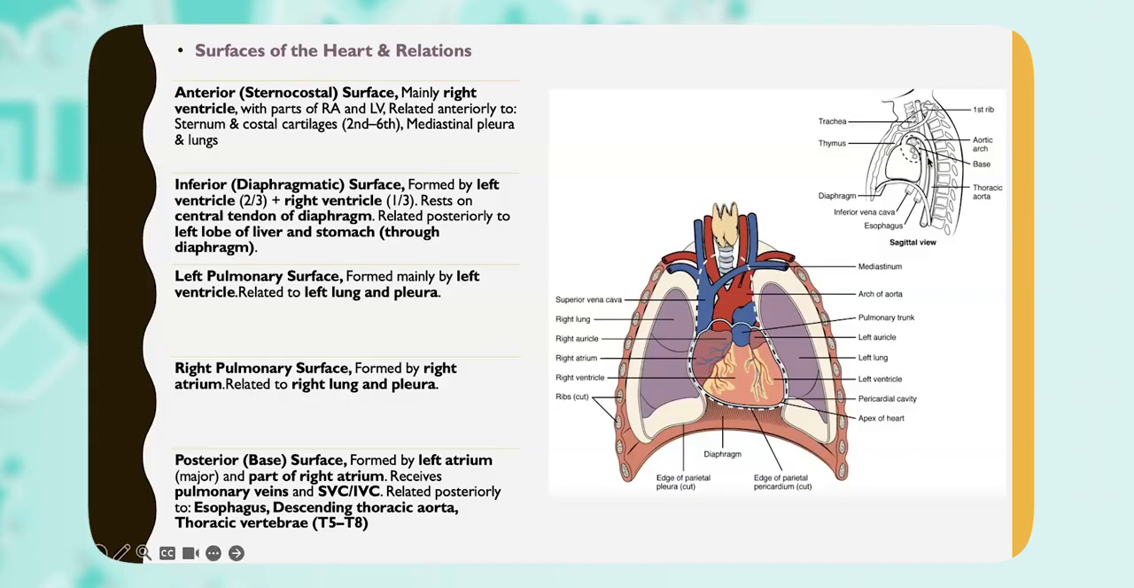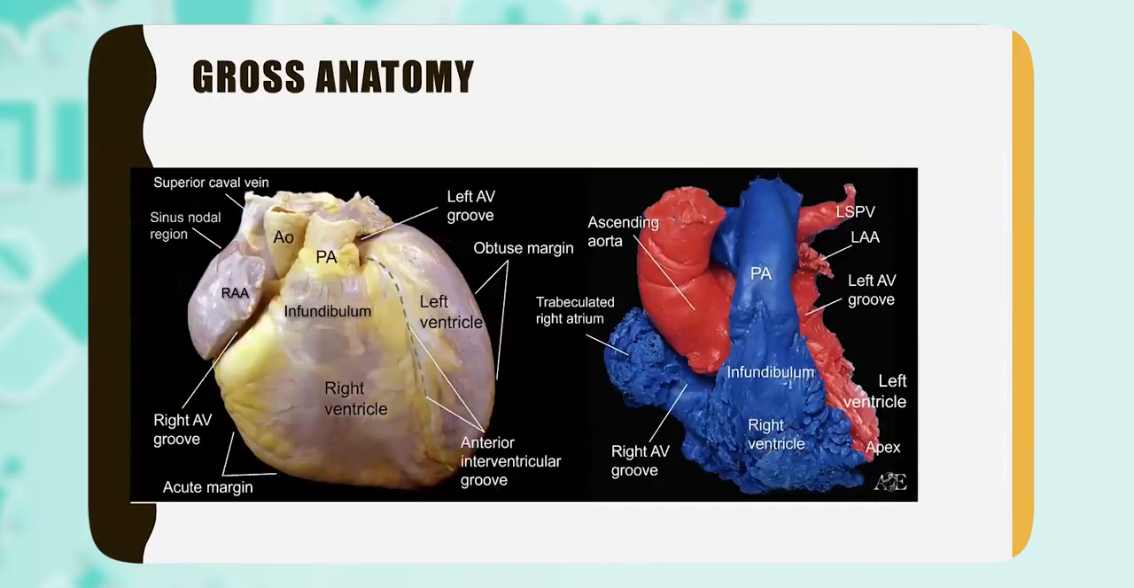Here we can see in this diagram it is related to the esophagus, the descending thoracic aorta, and the thoracic vertebrae from T5 to T8. So all these structures can be affected with a left atrial enlargement. The posterior surface of the left atrium and the pulmonary veins are all extrapericardial structures. The rest of the heart is enclosed in the pericardium. So this is the gross anatomy.